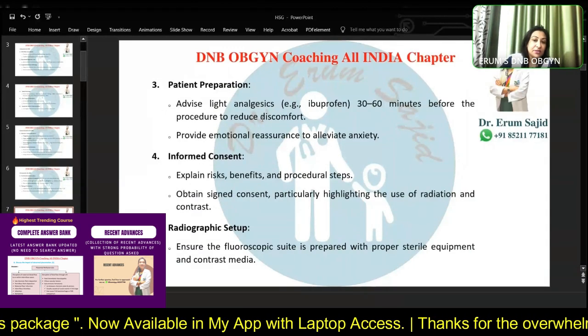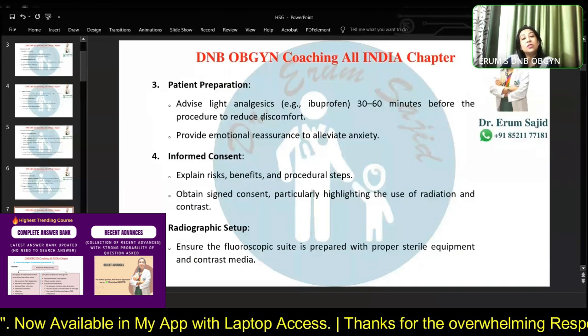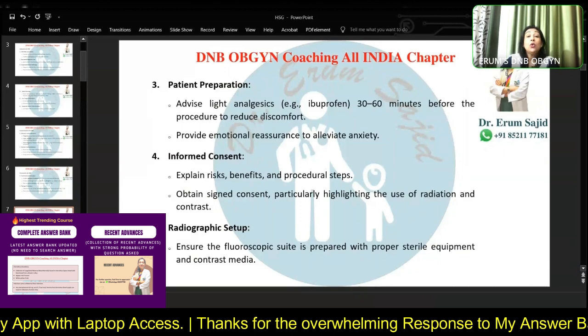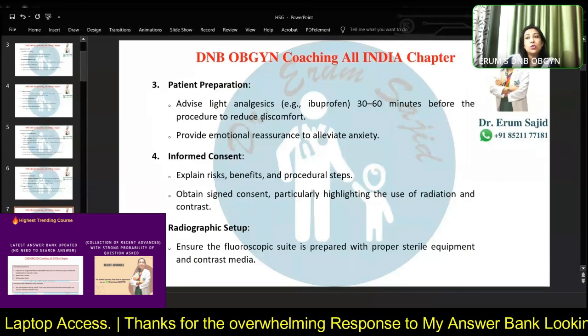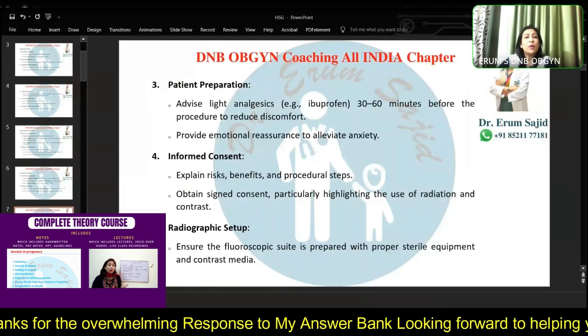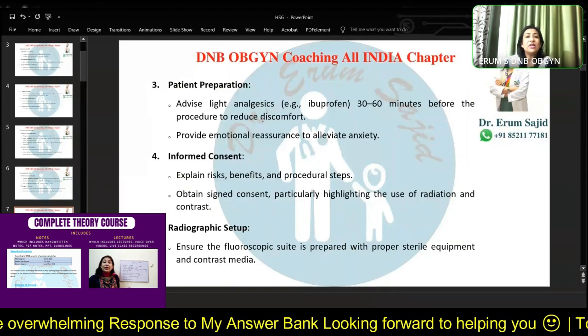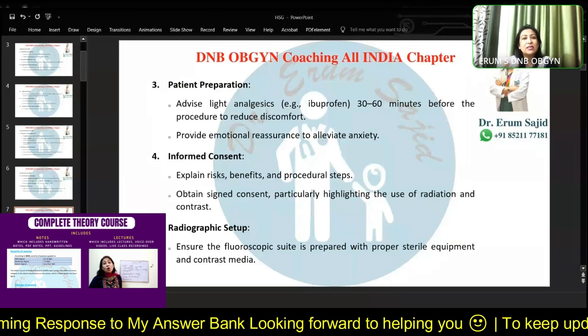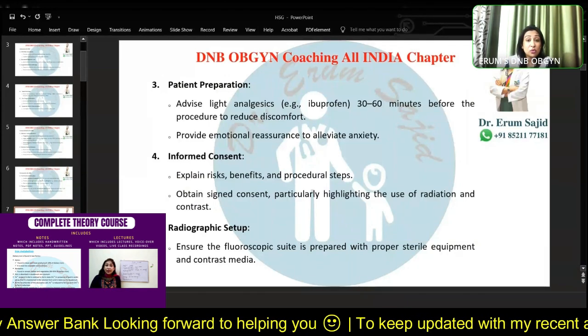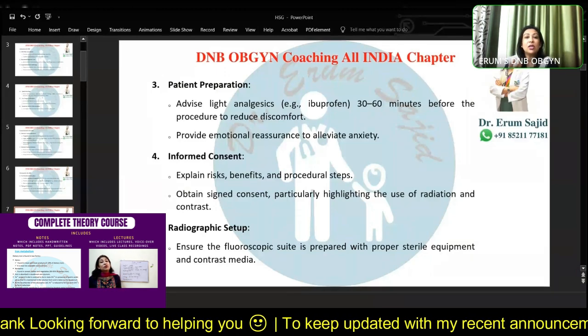You give some light analgesics, like an ibuprofen 30 to 60 minutes before the procedure. That will drastically reduce a lot of discomfort. You can even give her a misoprostol tablet to prime the cervix. Actually, you don't require that because it unnecessarily makes it soft and increases a lot of contraction.